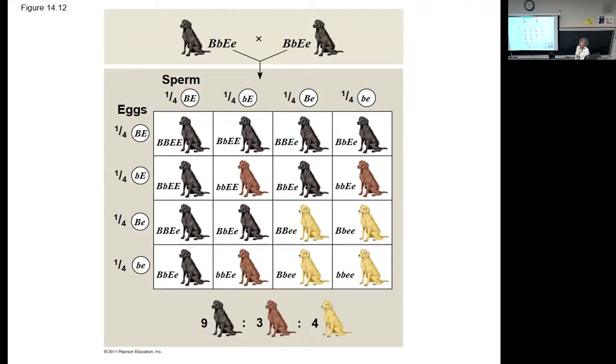The only way I get a chocolate dog, the only way I get a brown dog is the recessive to the B gene. I have two copies of little b. I still have to have one big E so that brown pigment actually gets deposited into the hair. Right?